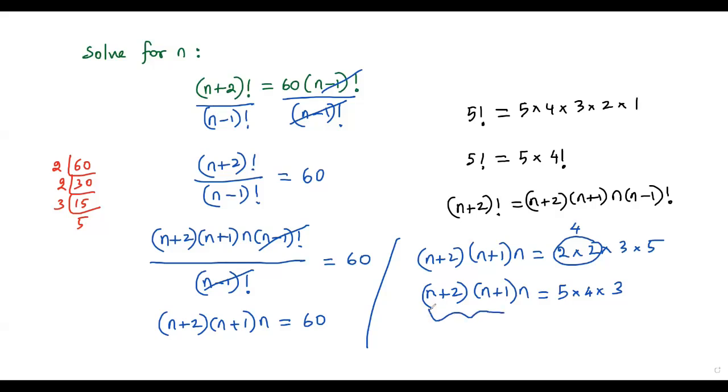Here the product of three consecutive numbers in descending order is equal to the product of three consecutive numbers in descending order. Since the products are equal, we can equate the least number on the left side and the least number on the right side. So n must be equal to 3. So I got the value of n: the value of n is 3.